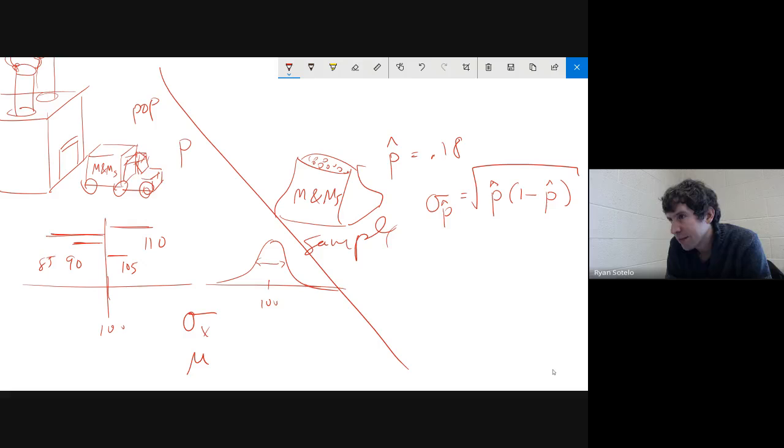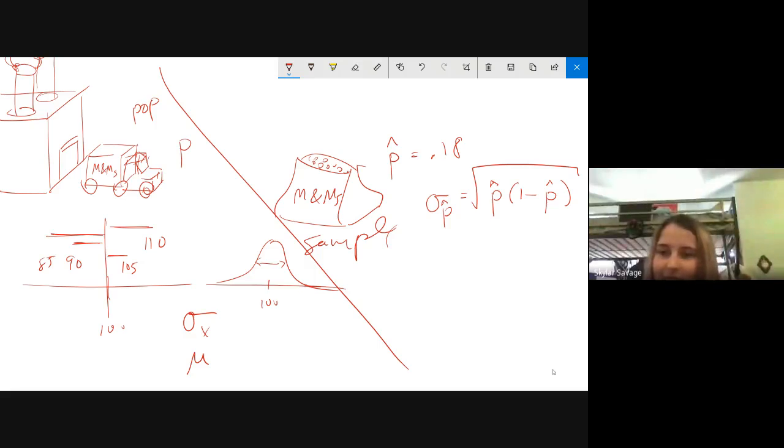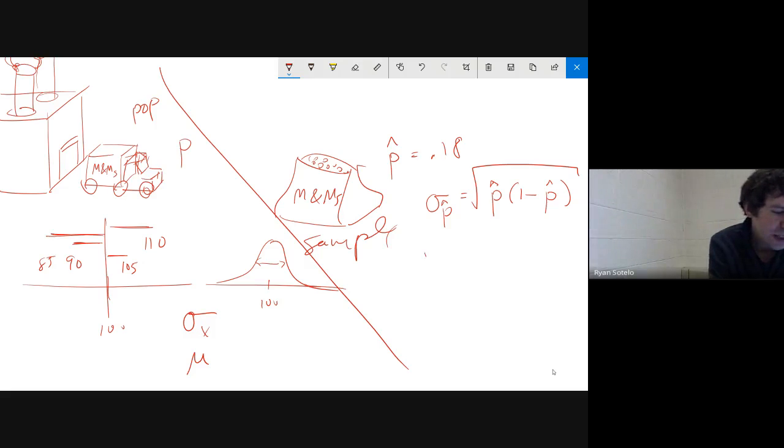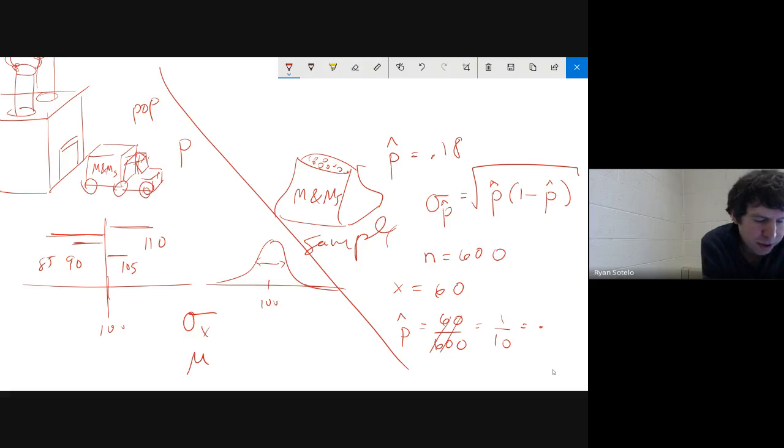So just to give you some numbers, let's say, how many M&Ms do you think would be in that big bag? Any guess? 600. Okay, we'll go with 600. So my little n is 600. Let's say the number of reds, call that x, is 60. I'll make it easy. So our p hat would be 60 out of 600, which is basically 1 out of 10, or 0.1.